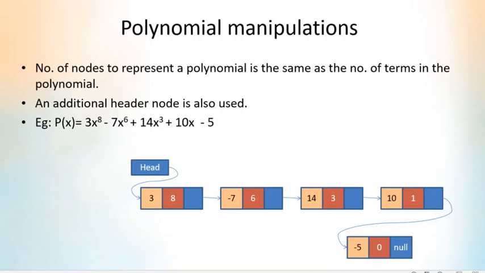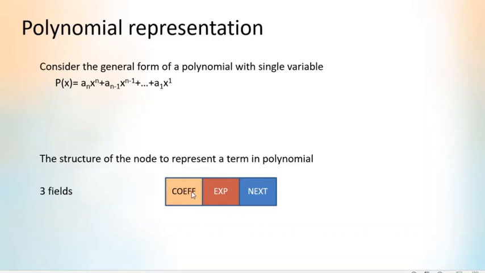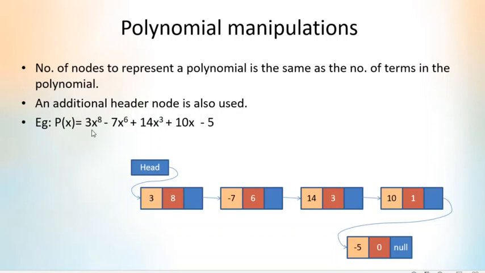So here we have an example. P of x equal to 3x raised to 8 minus 7x square plus 14x raised to 3 plus 10x minus 5. So let us see how this is represented using a linked list. So one term consists of a coefficient, an exponent, and a next field. So this is the first term or the node for the first term. So its coefficient part, here you can see coefficient, exponent, and next. So the coefficient part of the first term is 3.